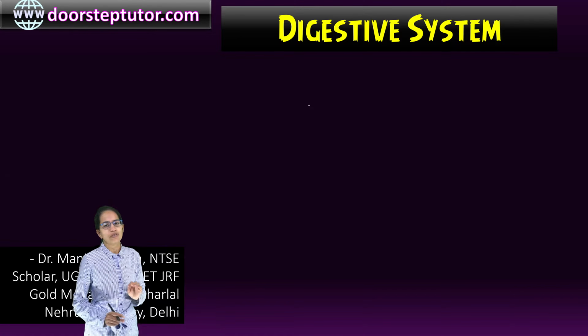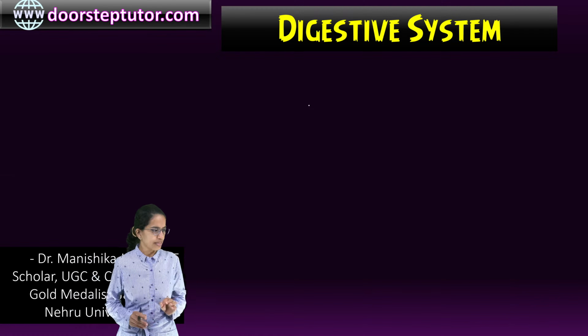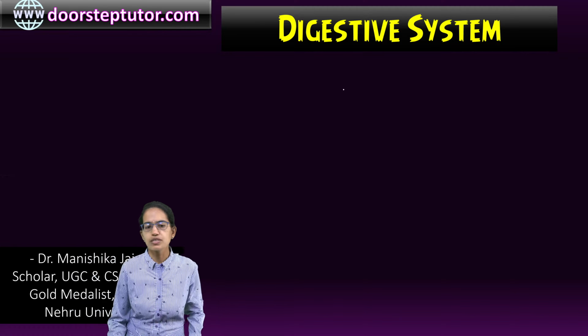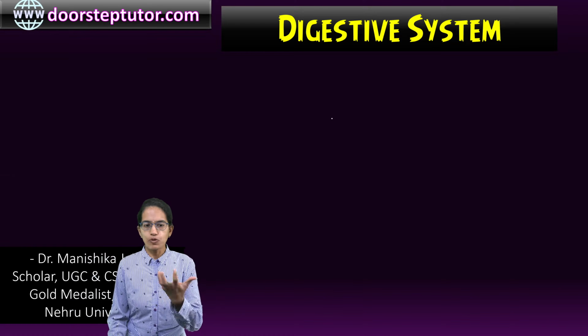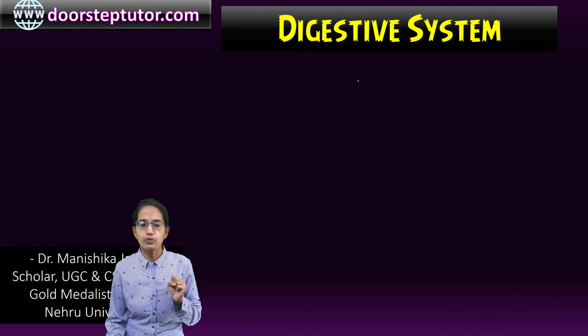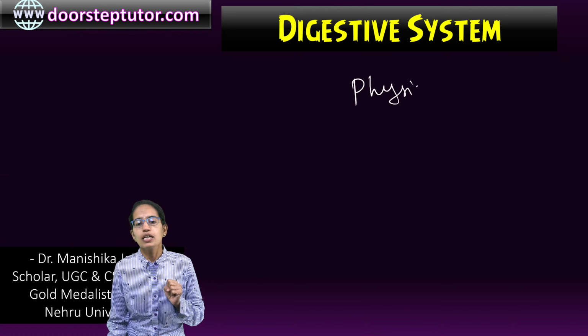Welcome. In this lecture, we will talk about the digestive system in human beings. Now, when we talk about the digestive system, the first thing that we understand is that the food that we intake gets broken down. There are two important ways in which it is broken down.